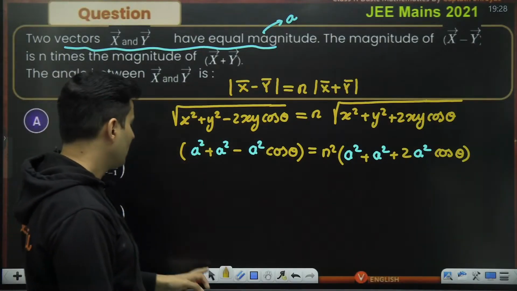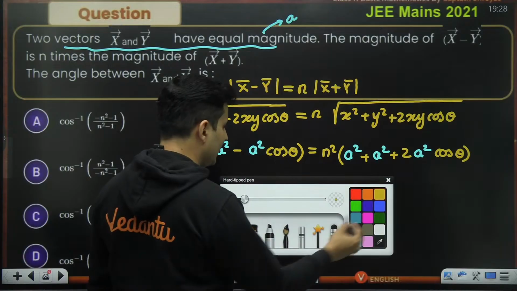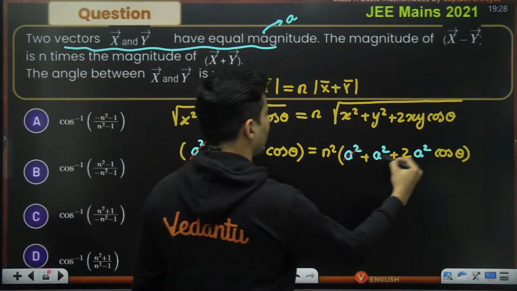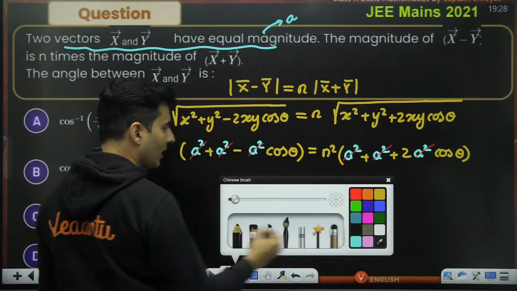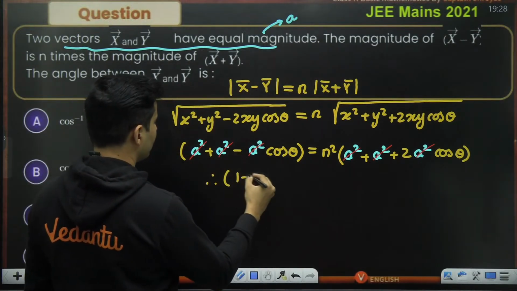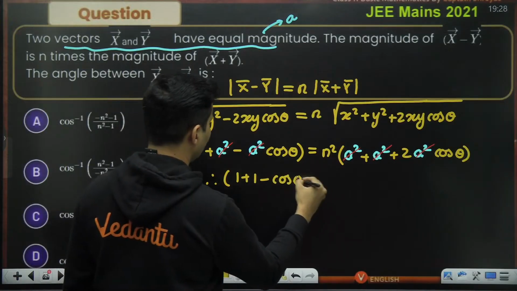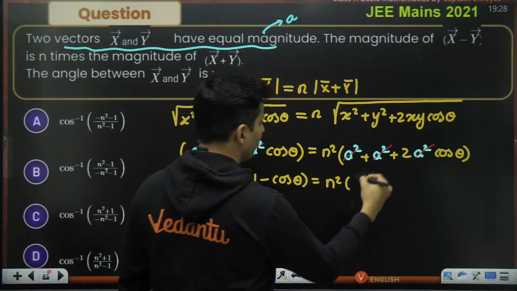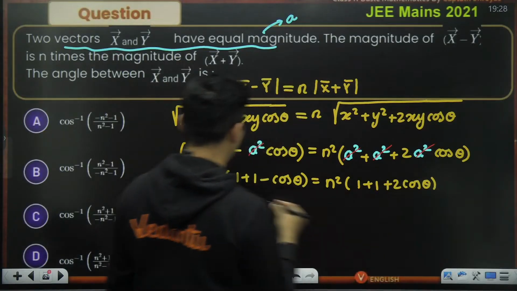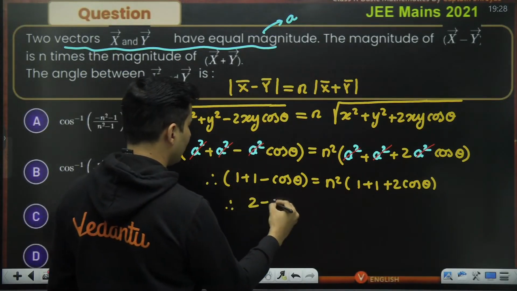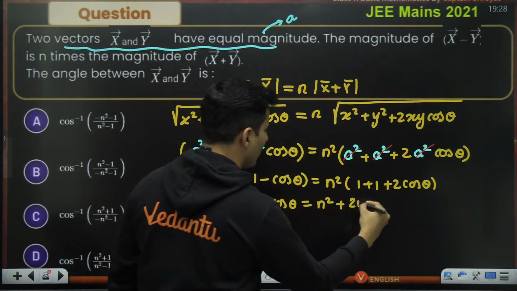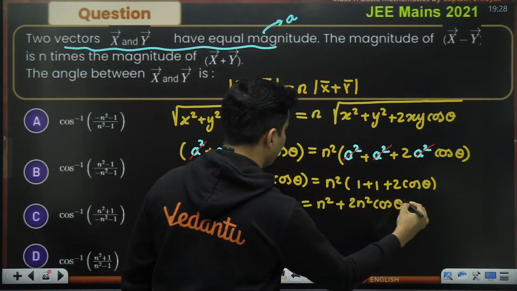Okay, fair enough. Now what will happen? From both the sides, A square will get cancelled. Okay, beautiful. So what am I left with over here? 1 plus 1 minus 2 cos theta is equal to n square times 1 plus 1 plus 2 cos theta. Perfect. 1 plus 1 is 2.